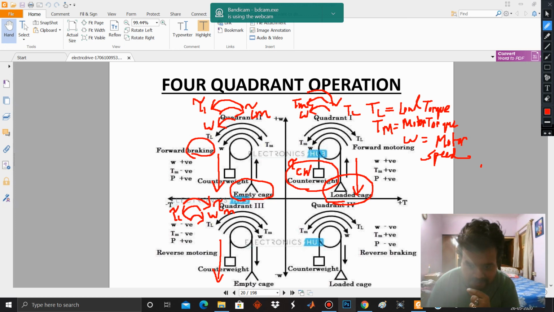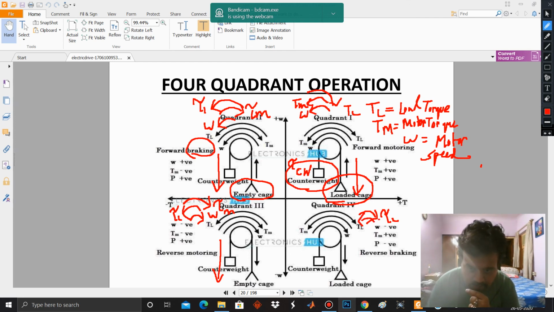Now the cage has been loaded. So as the cage has been loaded, the load torque shifts from the anti-clockwise direction to the clockwise direction in the fourth quadrant. Now the motor torque obviously has to change its direction, because if it is in the clockwise direction, the load torque and the motor torque will be in the same direction and the entire system will collapse. In the third quadrant its direction was clockwise, now it should become anti-clockwise.